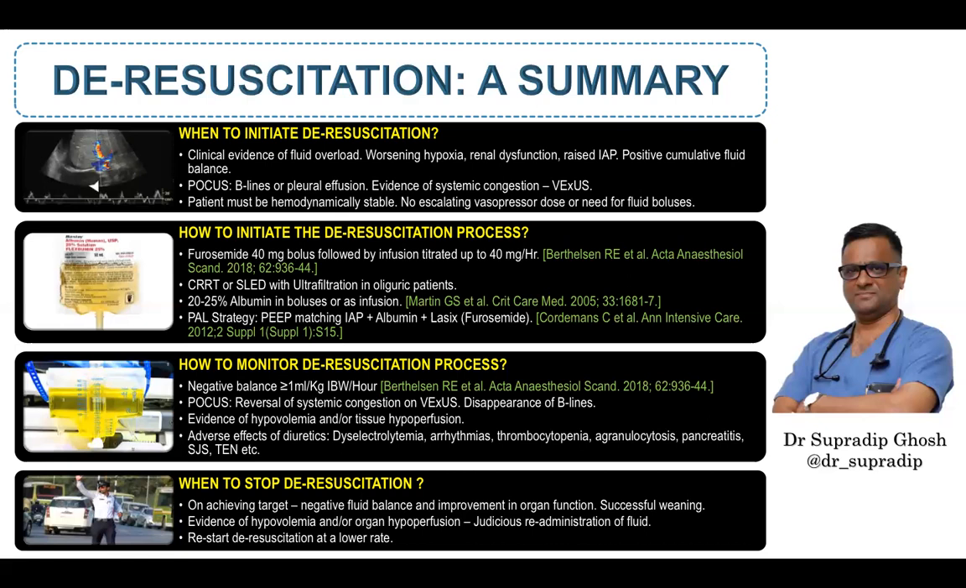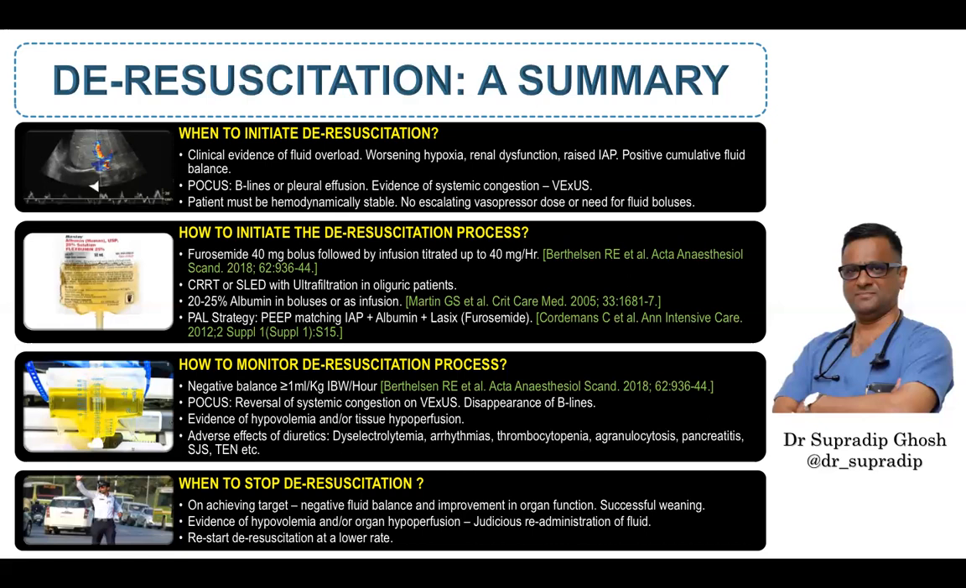Third question is how to monitor the de-resuscitation process. Of course, one aspect of monitoring is whether our strategy is efficacious or not. One suggested strategy is to achieve a negative cumulative fluid balance of more than or equal to 1 ml per kg ideal body weight per hour. Else, an easier strategy is to look for the reversal of systemic congestion on VExUS or disappearance of B lines, which clearly suggests that the de-resuscitation process is helpful.